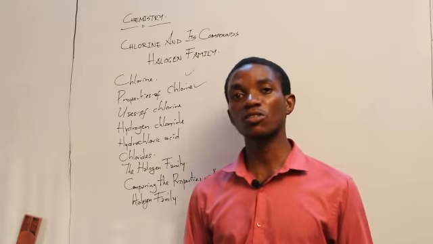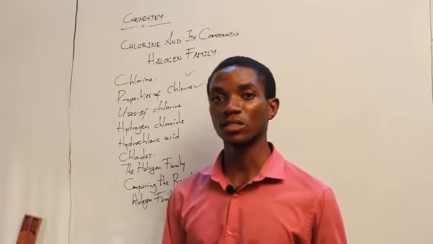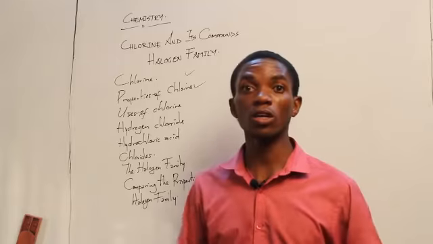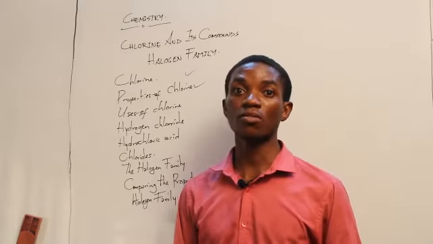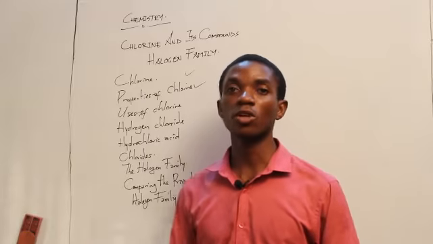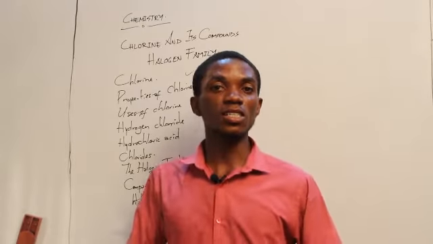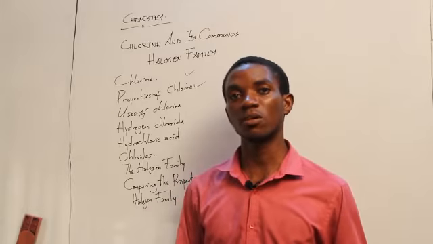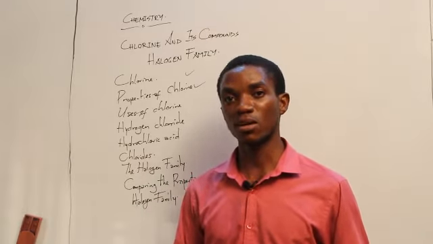The first thing to note is this: it is a greenish yellow gas, which suggests it has its own color. Yes, all halogen family members have their own color. When we come to the others, we'll also mention them. It is a greenish yellow gas, and it has an irritating smell.